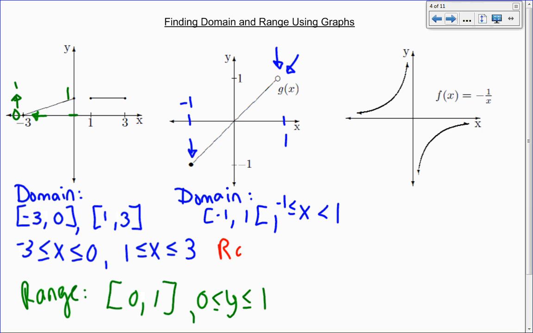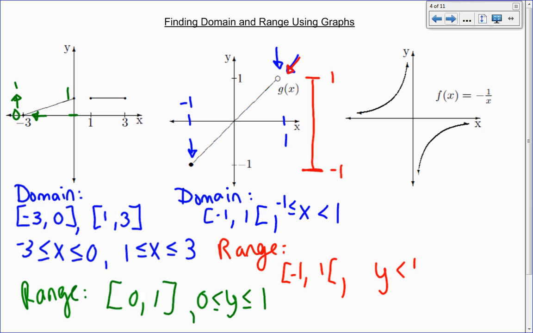Range. So range is our y values. If we look at our y values, we're going from -1 here all the way to y equals 1 here, but it doesn't actually ever equal 1 because, again, this is a hole. So we'll say from -1 to 1, but just not including 1, or we can say y is less than 1 or greater than or equal to -1.